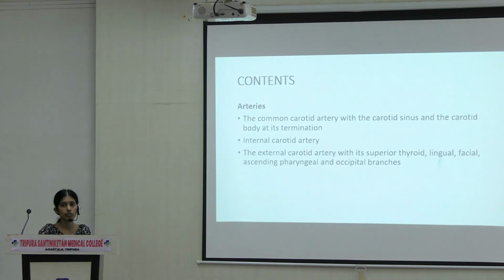Next, the contents of your carotid triangle. Carotid triangle includes common carotid artery, internal carotid artery, that is a branch of common carotid artery, and external carotid artery. The common carotid artery with the carotid sinus and the carotid body at its termination. The external carotid artery with its superior thyroid, lingual, facial, ascending pharyngeal and occipital branches.